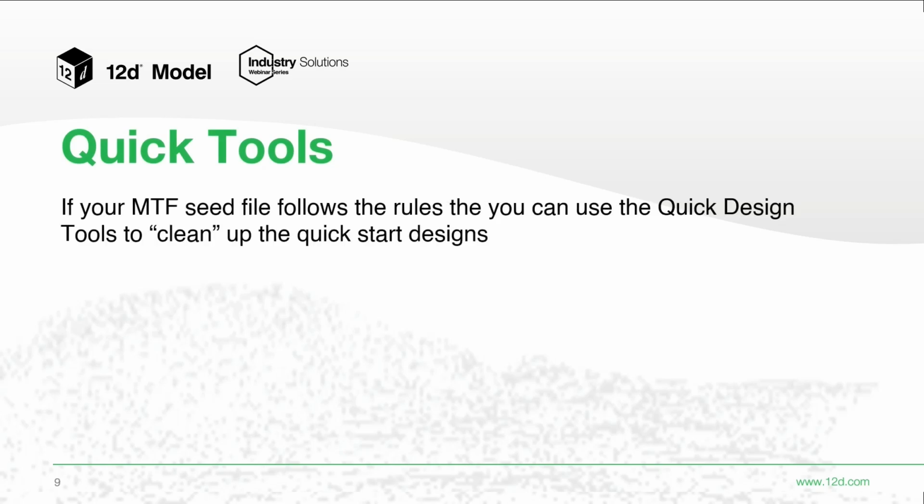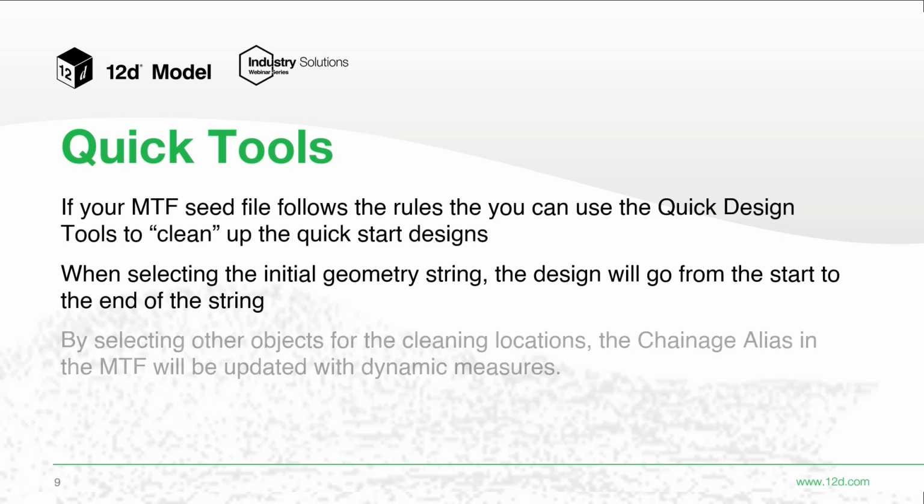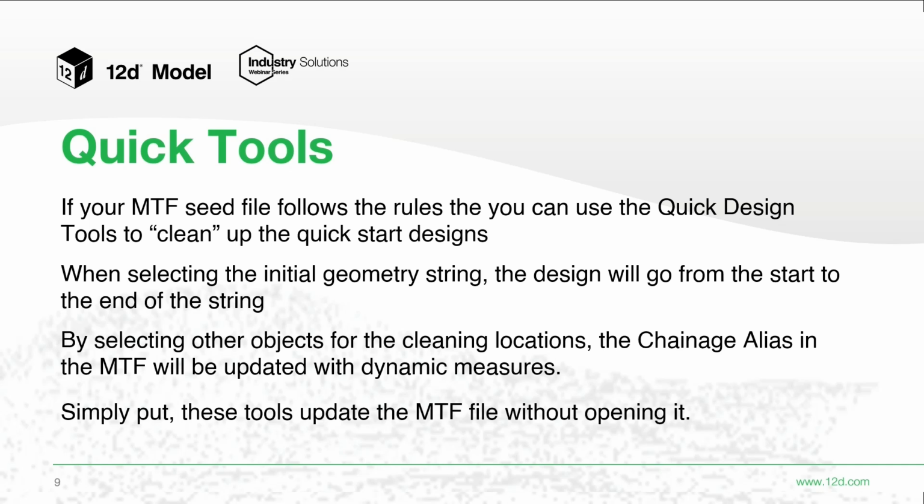So the quick tools. In your MTF seed file, if it follows those 2 rules that I pointed out, then you can use the quick design tools. When selecting the initial geometry, it's going to apply that design all the way from the start to the end of the string. And by selecting other objects for your start clean and your end clean, that's going to update the chainage alias with dynamic measure modes depending on what you've selected on the screen. Simply put, these tools update the MTF file without you even having to open the MTF file and put those start, end modes and modifications in yourself.